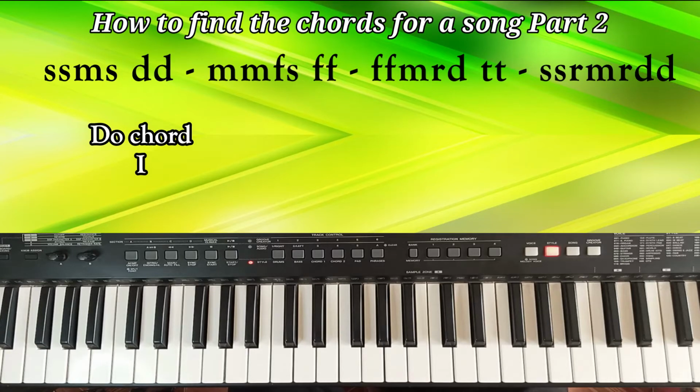So the next step is to look at the ending note. The ending note of that line of singing matters most, because where it ends puts an emphasis on the note you play. So for this one, the ending note for that line is what? Do. So we'll play the do chord for it.